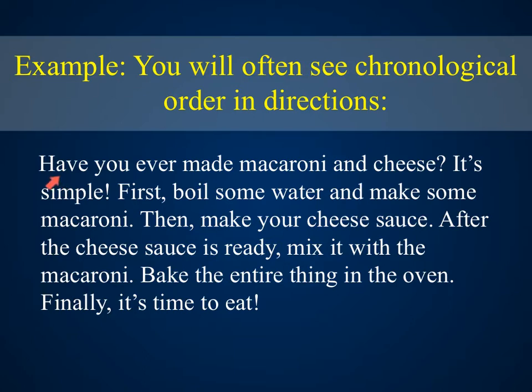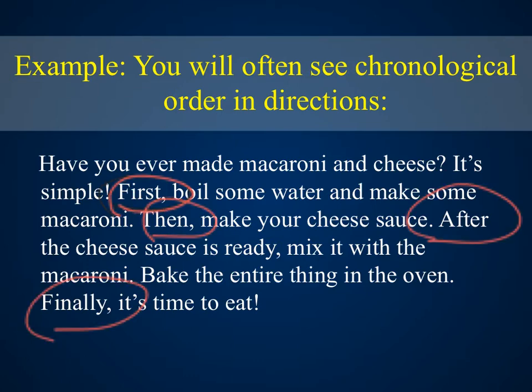For example, have you ever made macaroni and cheese? It's simple. First, boil some water and make some macaroni. Then, make your cheese sauce. After the cheese sauce is ready, mix it with the macaroni. Bake the entire thing in the oven. Finally, it's time to eat. So here we see first, then, after, finally, signal words.